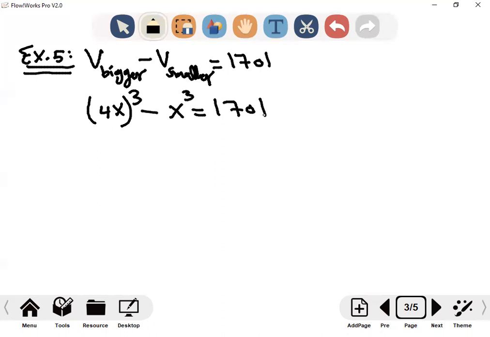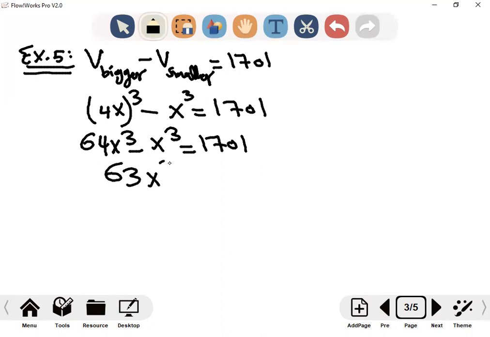But for (4x)^3, it will be 64x^3, right? So here 64x^3 minus x^3 equals 1701, so 63x^3 equals 1701. Divide by 63. No need to factor here. Why? I have only one variable, so you can find it. Divide by 63 on both sides.